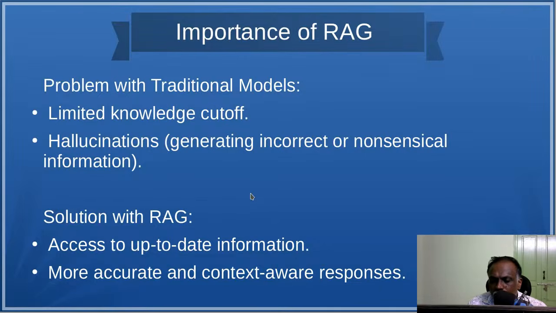First we need to understand the knowledge cutoff date. Because of the knowledge cutoff date, LLMs cannot handle the latest information. That is the current problem with traditional models, current LLMs. So we need RAG to rectify that. I will explain how RAG will help to deal with that. So the first problem with traditional models is limited knowledge, the knowledge cutoff.